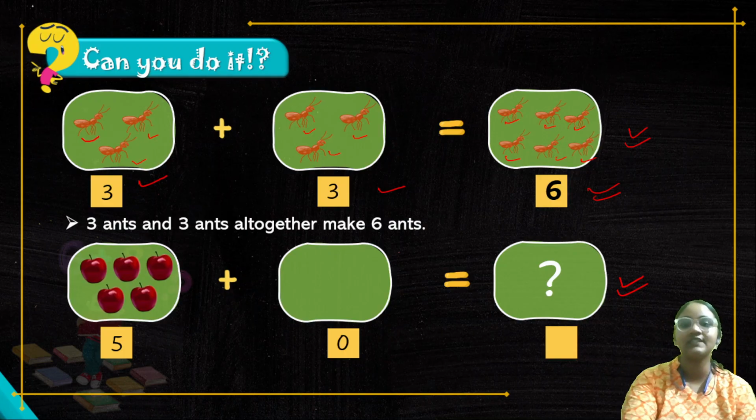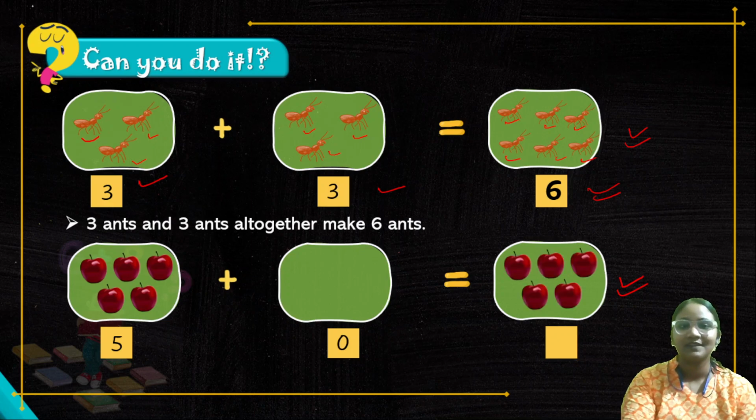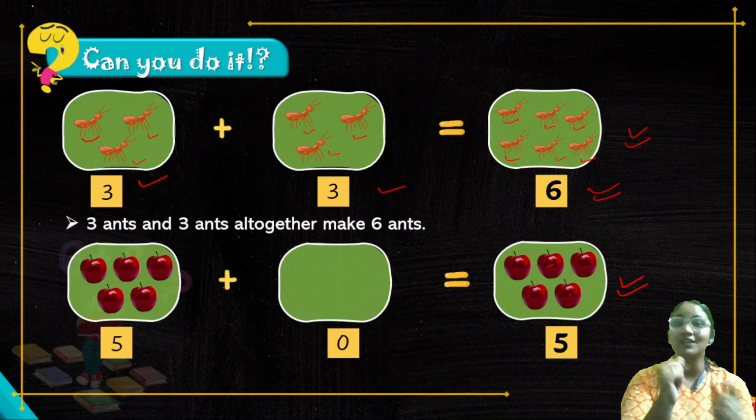So yes, in the same way, if I'm not adding anything to the 5 apples, any apple further to the 5 apples, how many apples will I get? 5 apples. Right. See, 1, 2, 3, 4, and 5. I'm getting 5 apples. So, what do we learn from this, students? We learn that if we add anything to 0, we will always get the number itself.